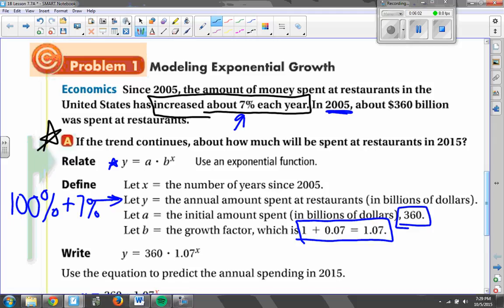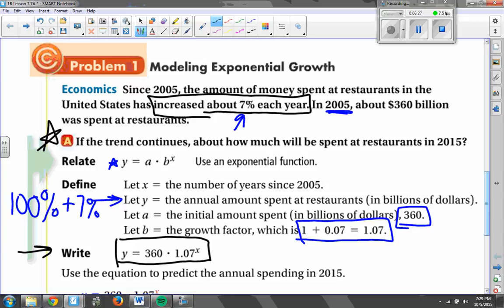We now can write our equation, which we do right down here. Our y number, how much we're spending, equals 360 times 1.07 to the x power, right? Because we continually multiply by 1.07 over and over and over again every single year.